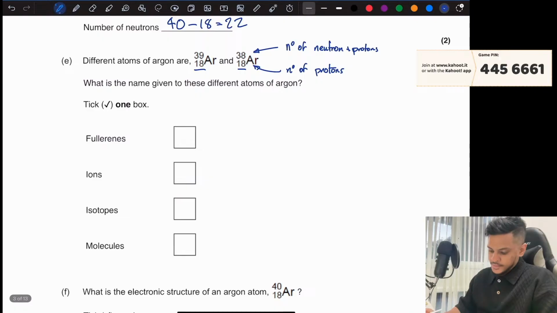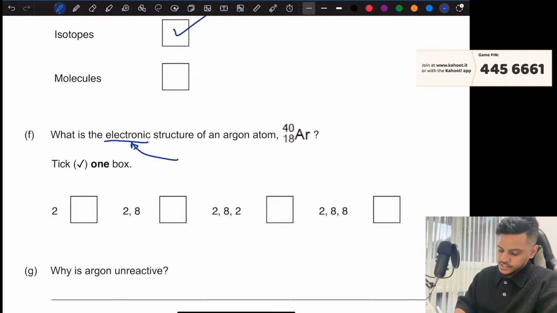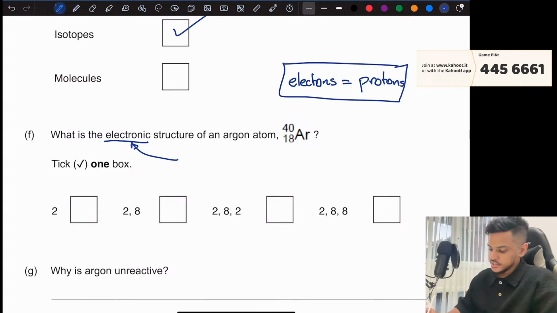So what is the name given to these? These are called isotopes. Yes, definition of an isotope, guys. Atoms of an element with the same number of protons but a different number of neutrons. Number of electrons is equal to the number of protons in a neutral atom. So we can just use the atomic number here, the bottom number 18. So we've got 18 electrons here.